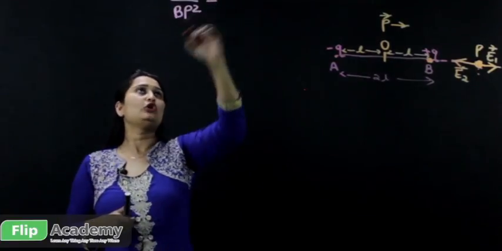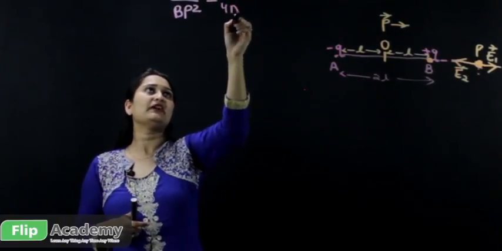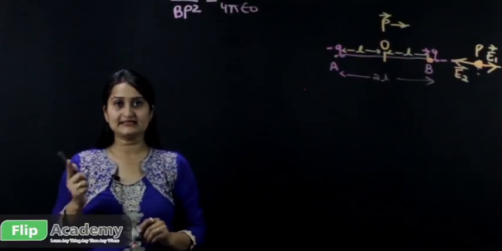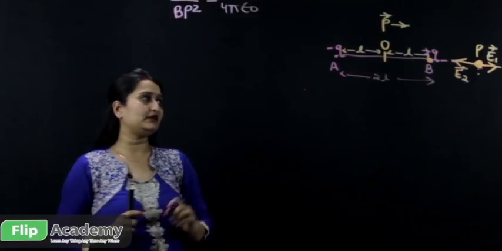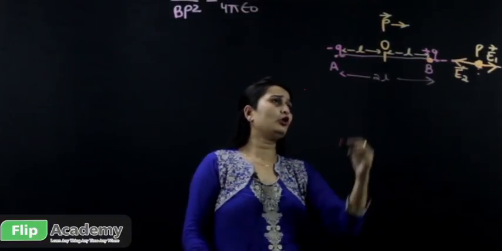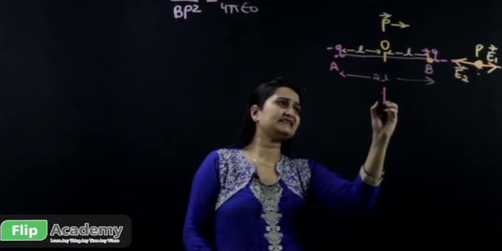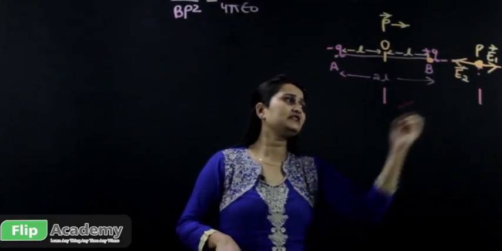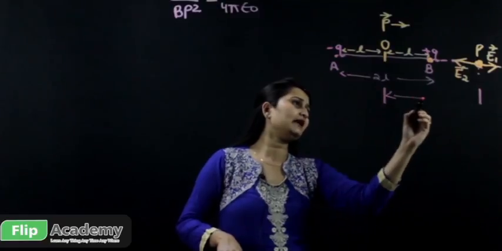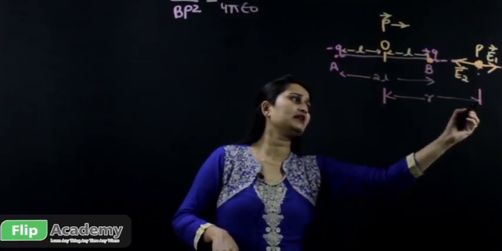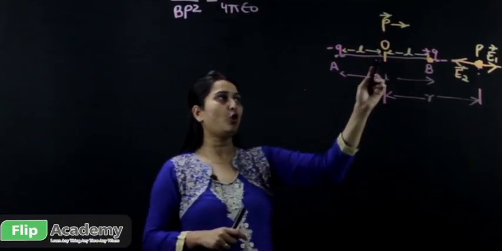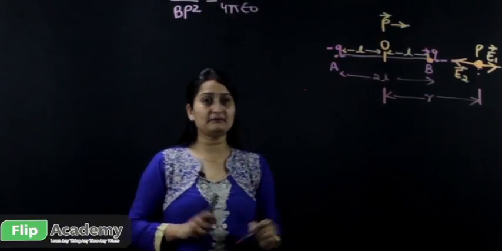Now K is a constant which is represented by 1 by 4 pi epsilon naught. Q is the charge, that is plus Q. Now what is BP? Just look here. Suppose the distance between the center of the electric dipole and the point capital P is separated by a particular distance, let's say R. So the distance between O and P is given by R.